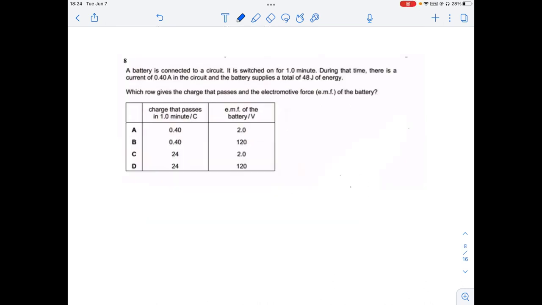A battery is connected to a circuit. It's switched on for 1 minute. 1 minute means 60 seconds. Don't forget to use the time in 60 seconds. During that time, there is a current of 0.4 in the circuit and the battery supplies total energy of 48 joules. Which row gives the charge? Charge Q is equal to I times T. I is how much? 0.4 and time is 60. So which is nothing but what? 24. So charge is going to be 24 coulombs.